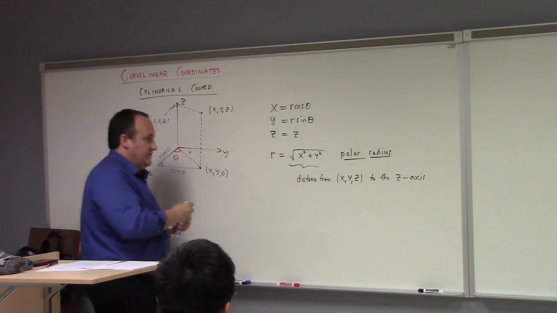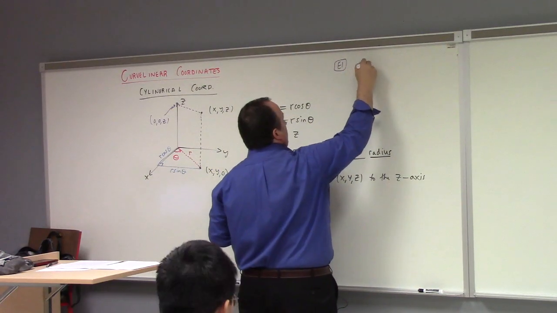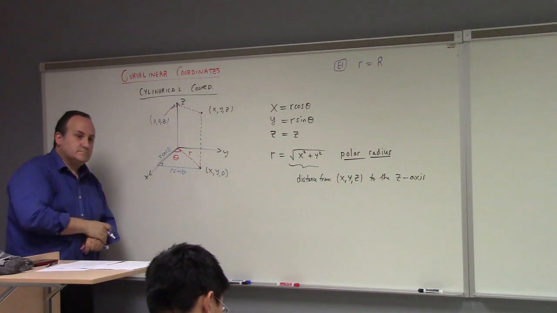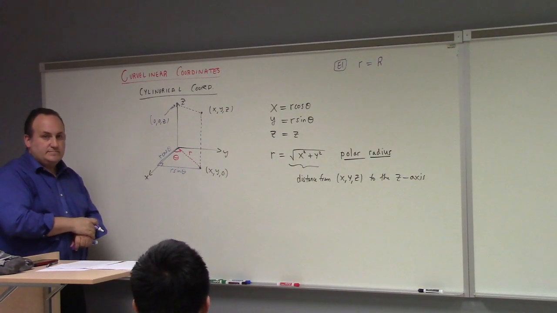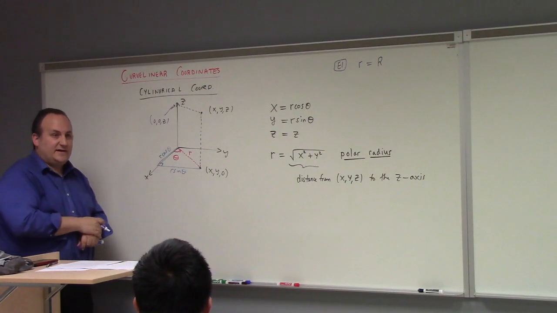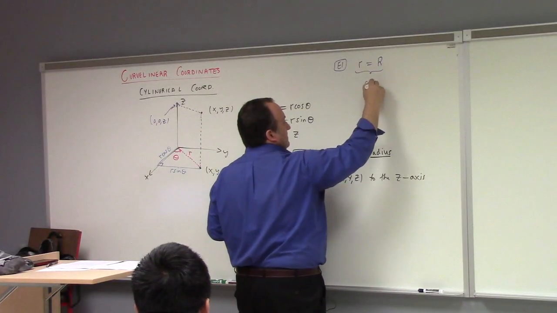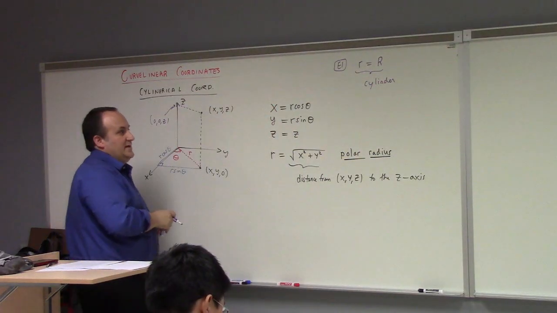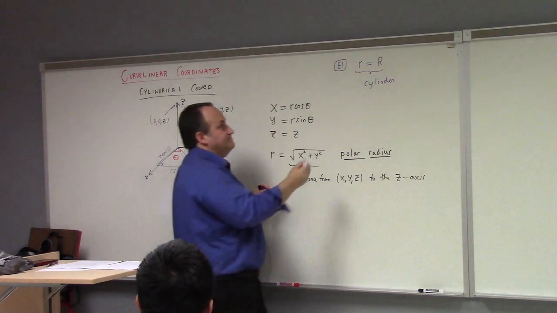Okay, some examples. What if we have r equals R? What is this in cylindrical coordinates? In Calc 2, this would have been a circle centered at the origin with radius R. I'm assuming big R is a constant. What is this now? This is a cylinder. If you wanted me to convert to Cartesian equations, what would the Cartesian equation of the cylinder be?